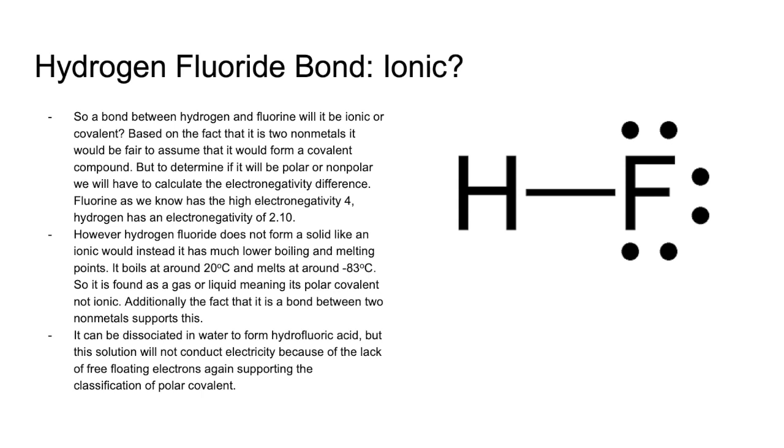As the difference is bigger than 1.67, it would lead you to believe that it is ionic. However, hydrogen fluoride does not form a solid like an ionic compound would. Instead, it has a much lower boiling and melting point. It boils at around 20 degrees Celsius and melts at around negative 83 degrees Celsius. So it is found as a gas or liquid, meaning it's polar covalent, not ionic.